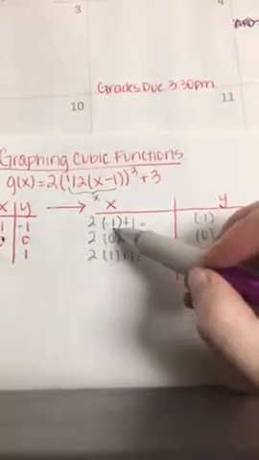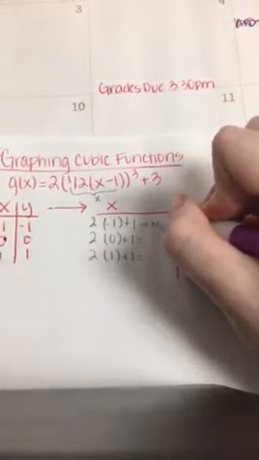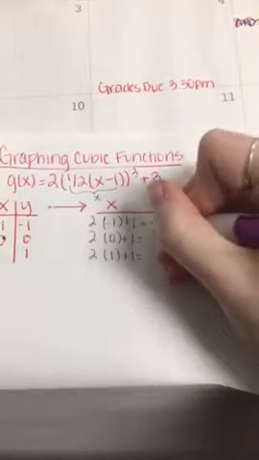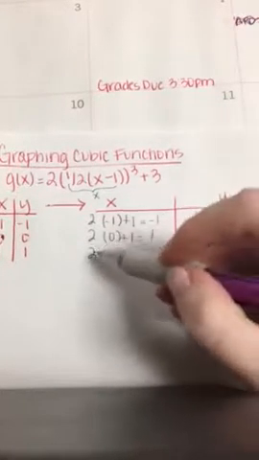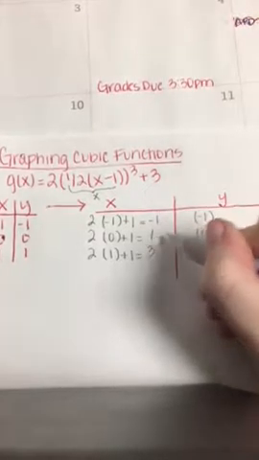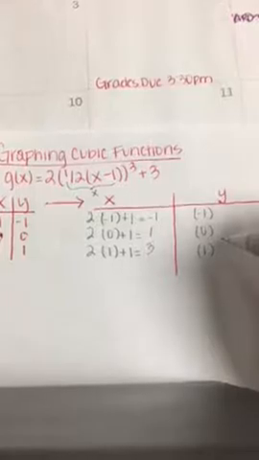So 2 times -1 is -2, plus 1, well, that's -1. 2 times 0, that's 0, plus 1, that's 1. 2 times 1 is 2, plus 1 is 3. So these right here are my new x values. Now I have to find my new y values.